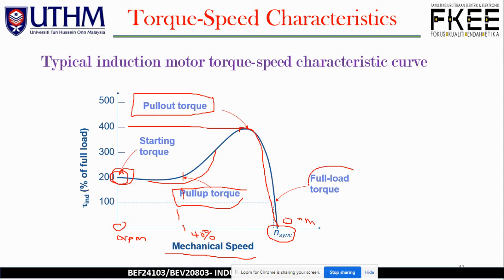So the full load torque always happens at this 100% of the induced torque, and if you drag down, you may get almost the n sync of the speed, of course with a certain level of slip. The certain level of slip at full load torque causes the mechanical speed of the machine not to reach its synchronous speed.